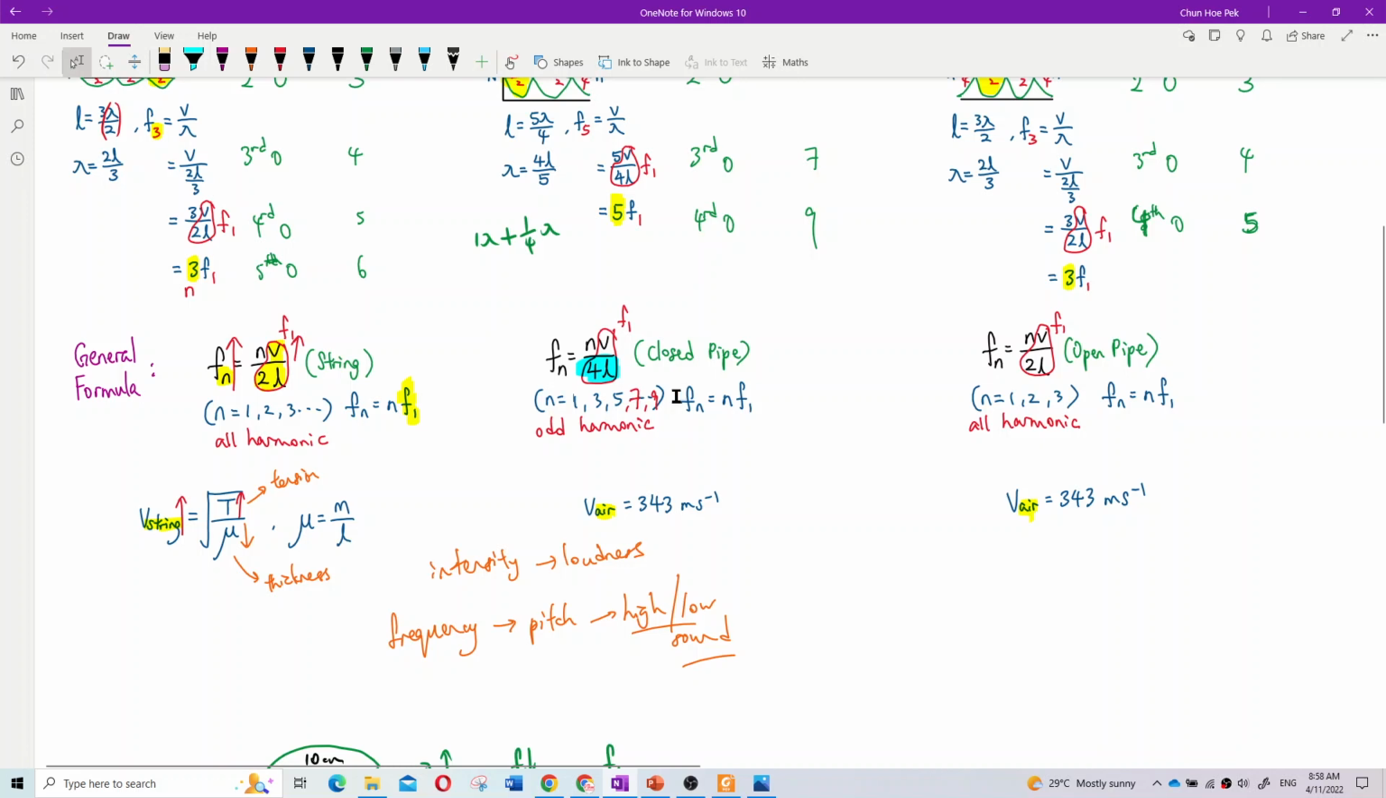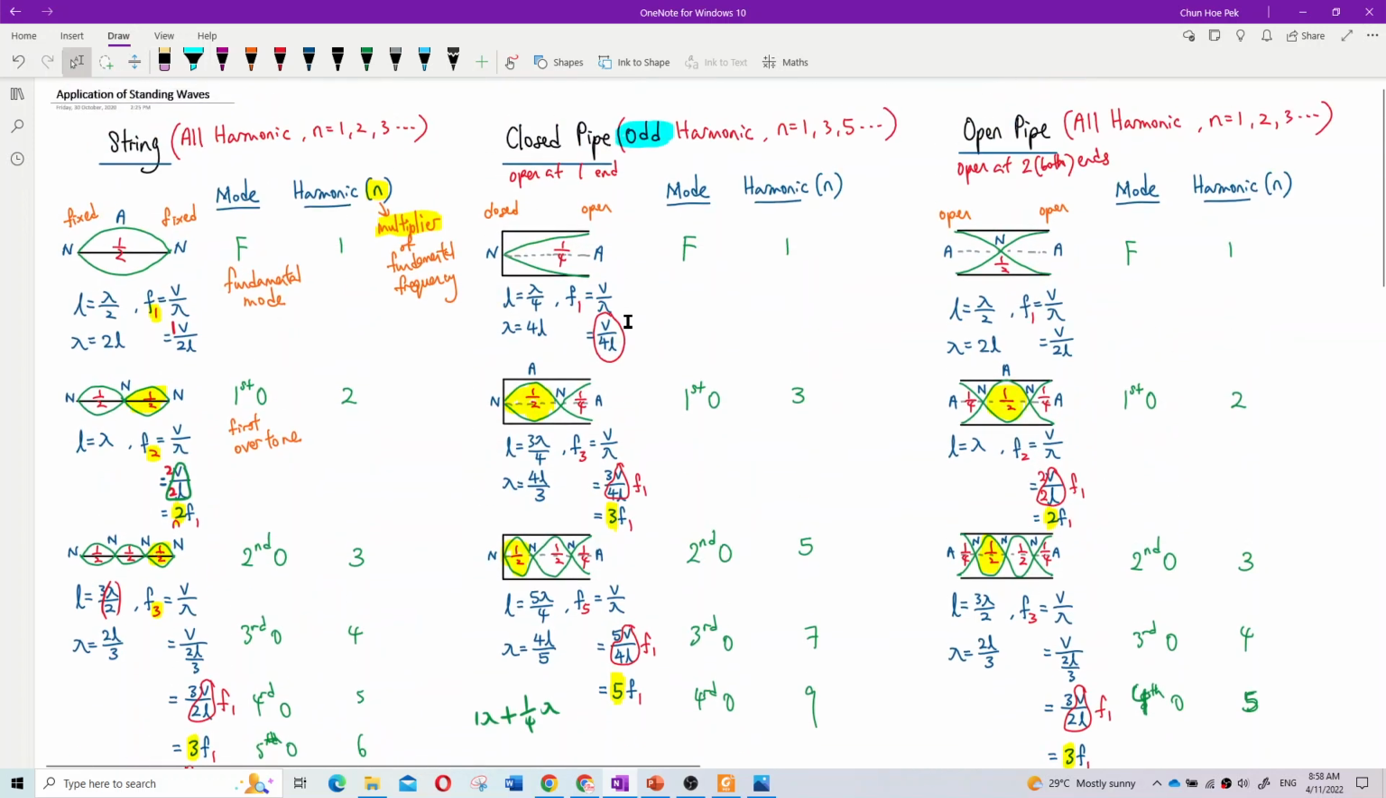And then the harmonic numbers: the others have all the harmonic numbers, 1, 2, 3, 4, 5. This one only has odd numbers: 1, 3, 5, 7, 9, and so on. Why is it like that? Look at the formula. Compare the formula.